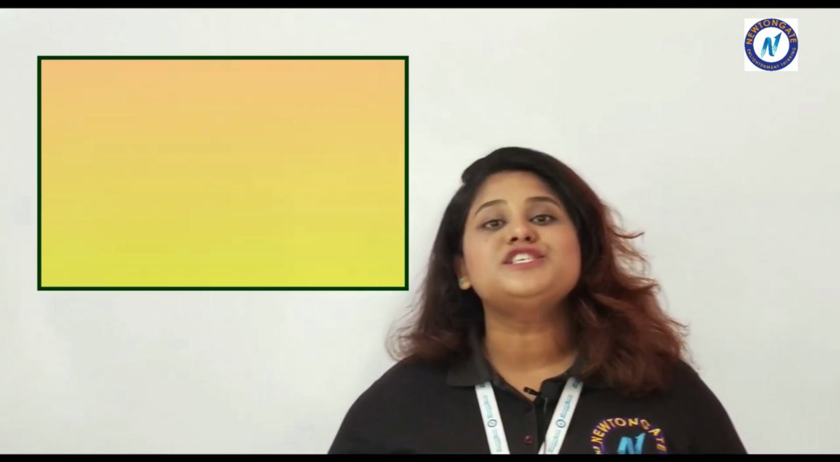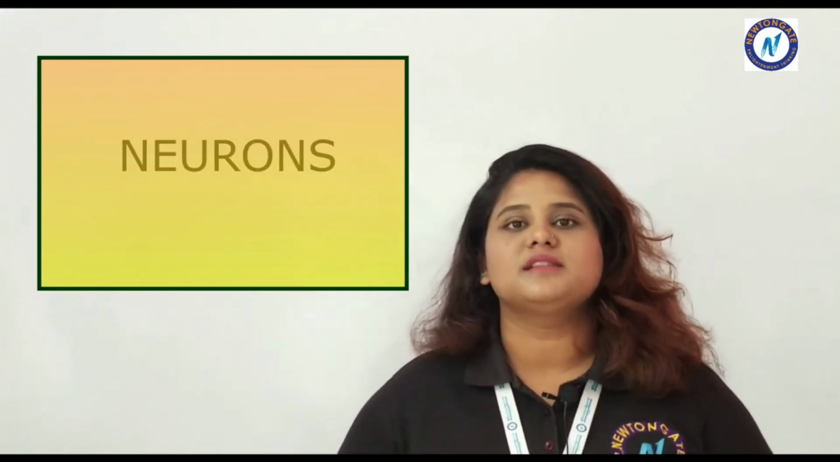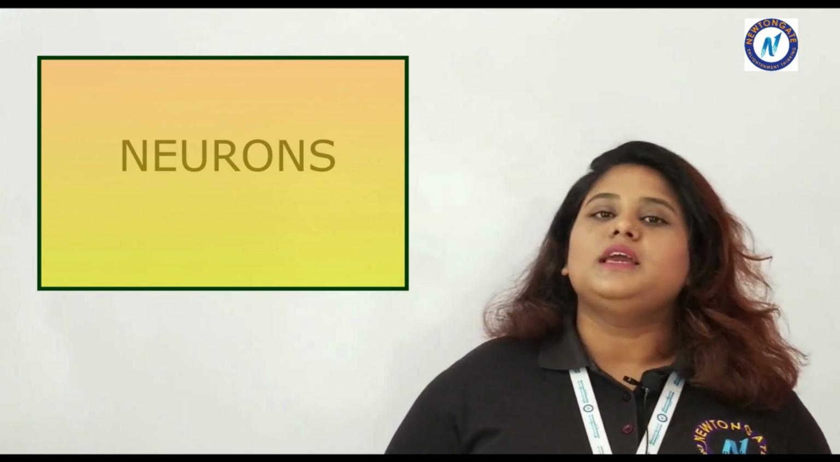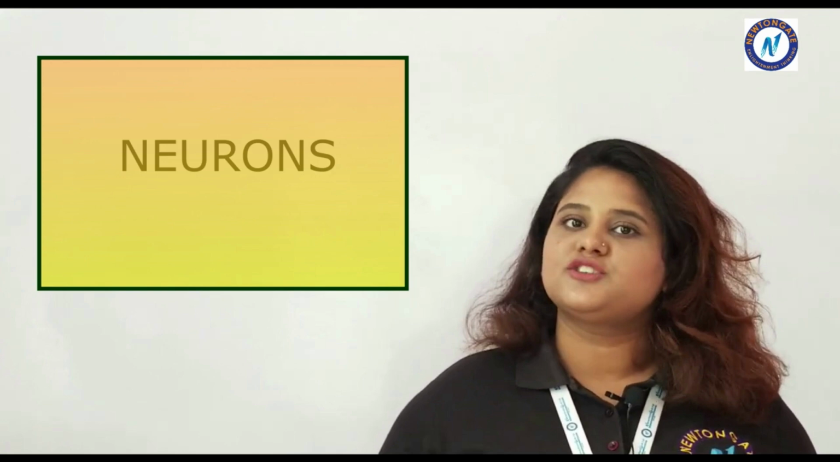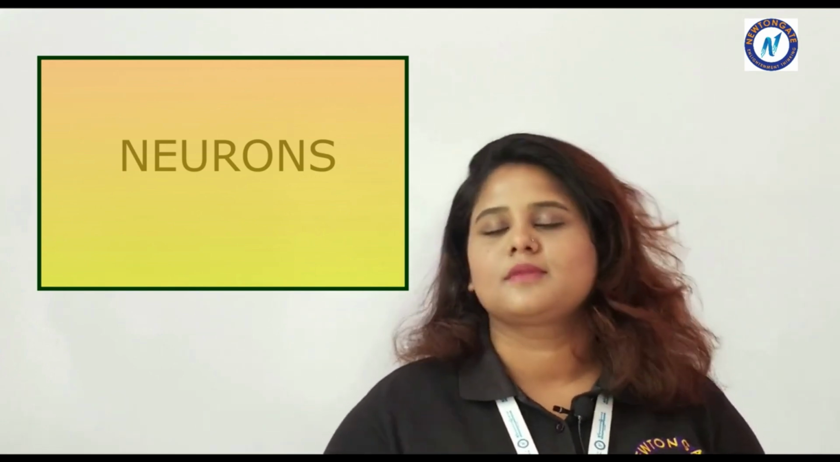Now let's concentrate on the very basic unit. So where does this start from? This originates from the very basic portion, which is a structural and functional unit. It is the neuron. So neurons are the structural and functional unit of the nervous system. Each neuron is connected together to form the entire nervous system.